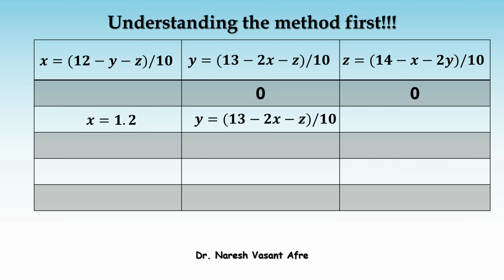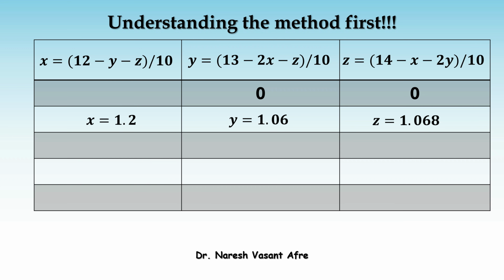Now to compute y, which uses x and z, we will put z equal to 0 and x is equal to the latest available value, which is 1.2. And that gives you y is equal to 1.06. Now to compute z, we need x and y. We take help of latest available value of x and y, and that gives you z is equal to 1.068. So these are the first iteration values of x, y and z.